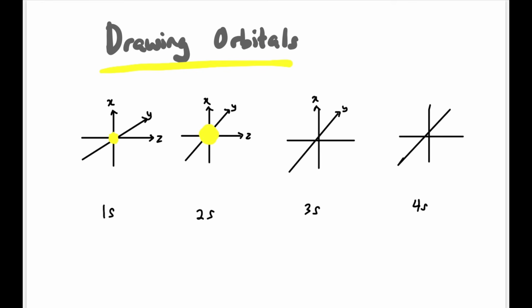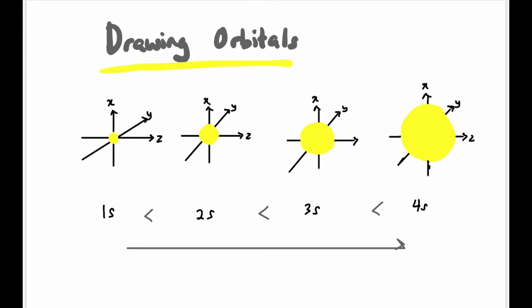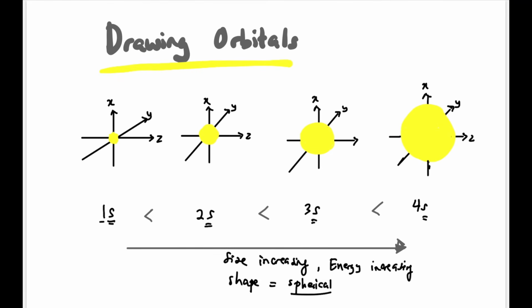Jadi beza 1s, 2s, 3s dan 4s adalah size dia saja dan energy level dia. Semakin besar dia punya n itu 1, 2, 3, 4, semakin besar dia punya size of spherical orbital itu. Also dari segi energy, semakin besar dia punya nilai n, semakin besar dia punya energy. So, from 1s until 4s, size of orbital increasing and also the energy also increase, but the shape maintain spherical.